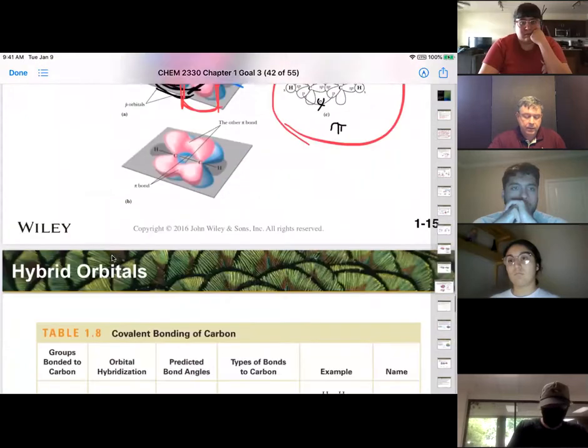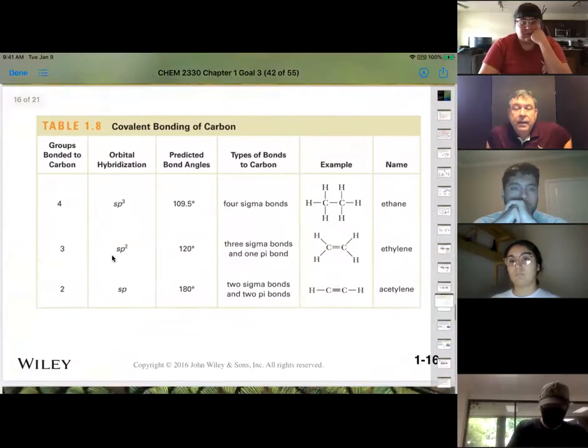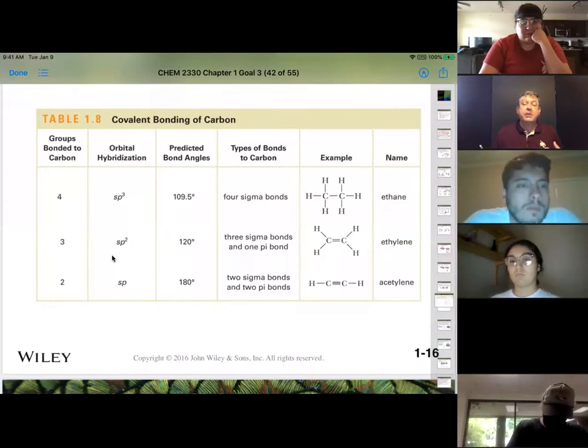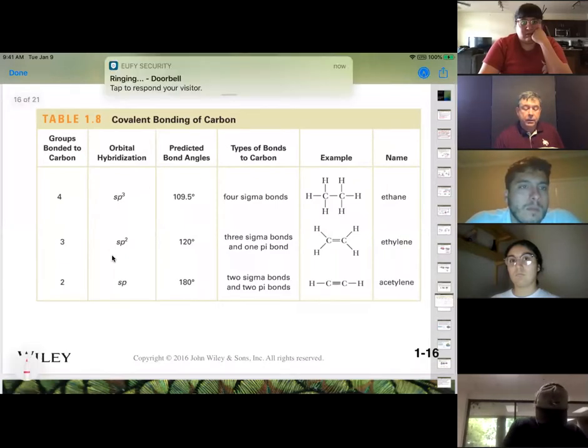Okay. So, to summarize where we see carbon bonding in these different ways, if we have four groups bonded to carbon, that means we must have an sp3 hybridized carbon. So when we look at their predicted angles, they're going to be close to 109 degrees.